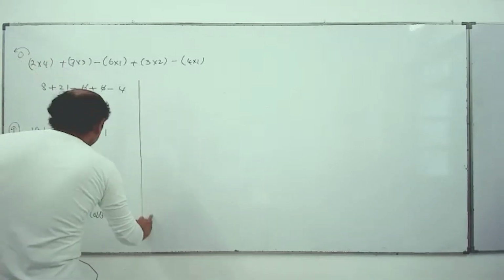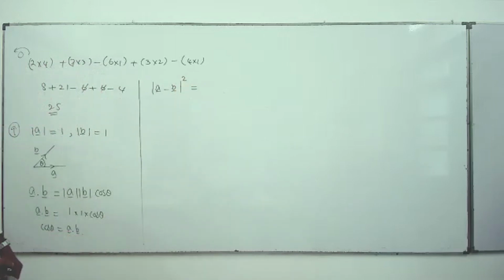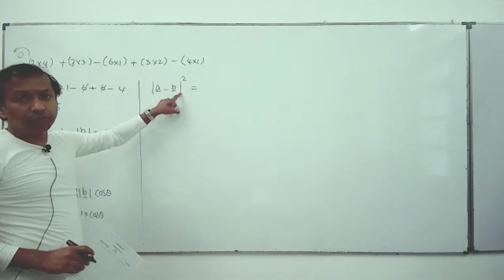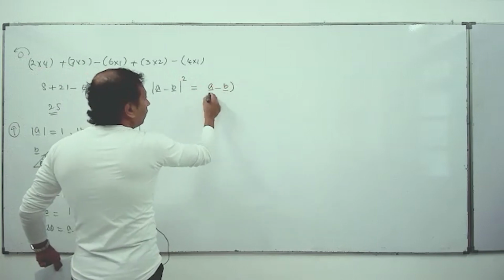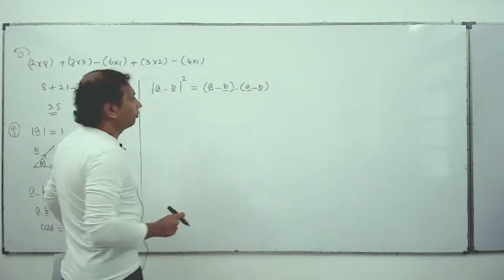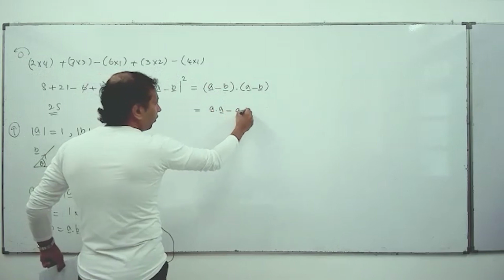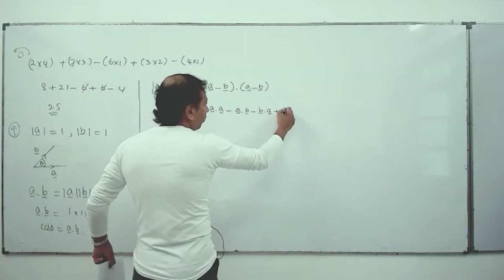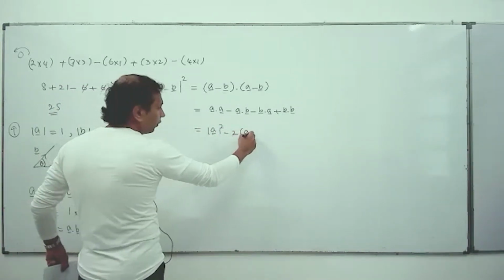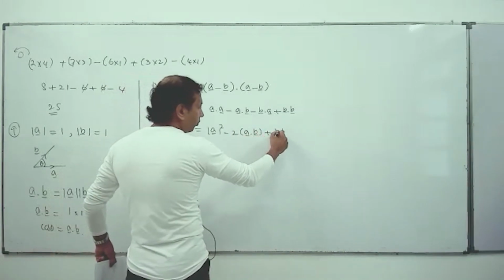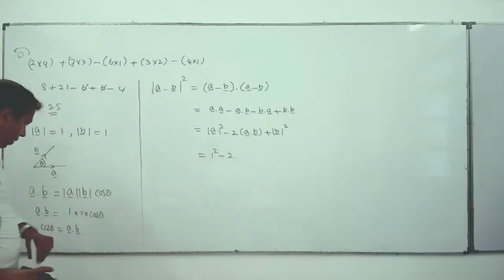Now we'll take mod of A minus B, perfect square. The perfect square of the modulus of a vector we can write by taking the dot product of the vector with itself. Mod A minus B squared we can write as A minus B dot A minus B. Now apply the distributive law to the right hand side: A dot A minus A dot B minus B dot A plus B dot B. A dot A is mod A squared, minus 2 times A dot B, plus mod B squared. Mod A squared is 1 squared, minus 2 times A dot B. A dot B is cos theta, put here cos theta.